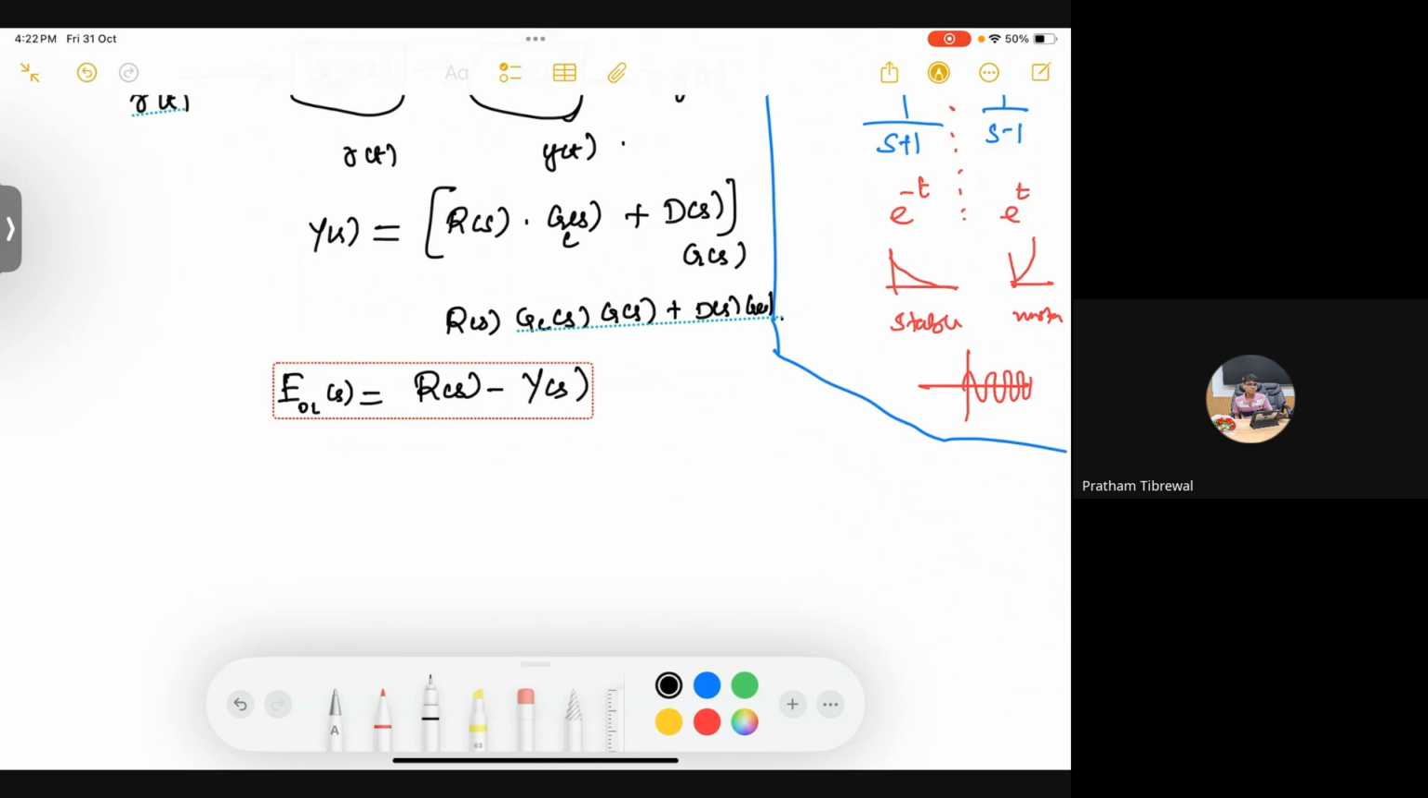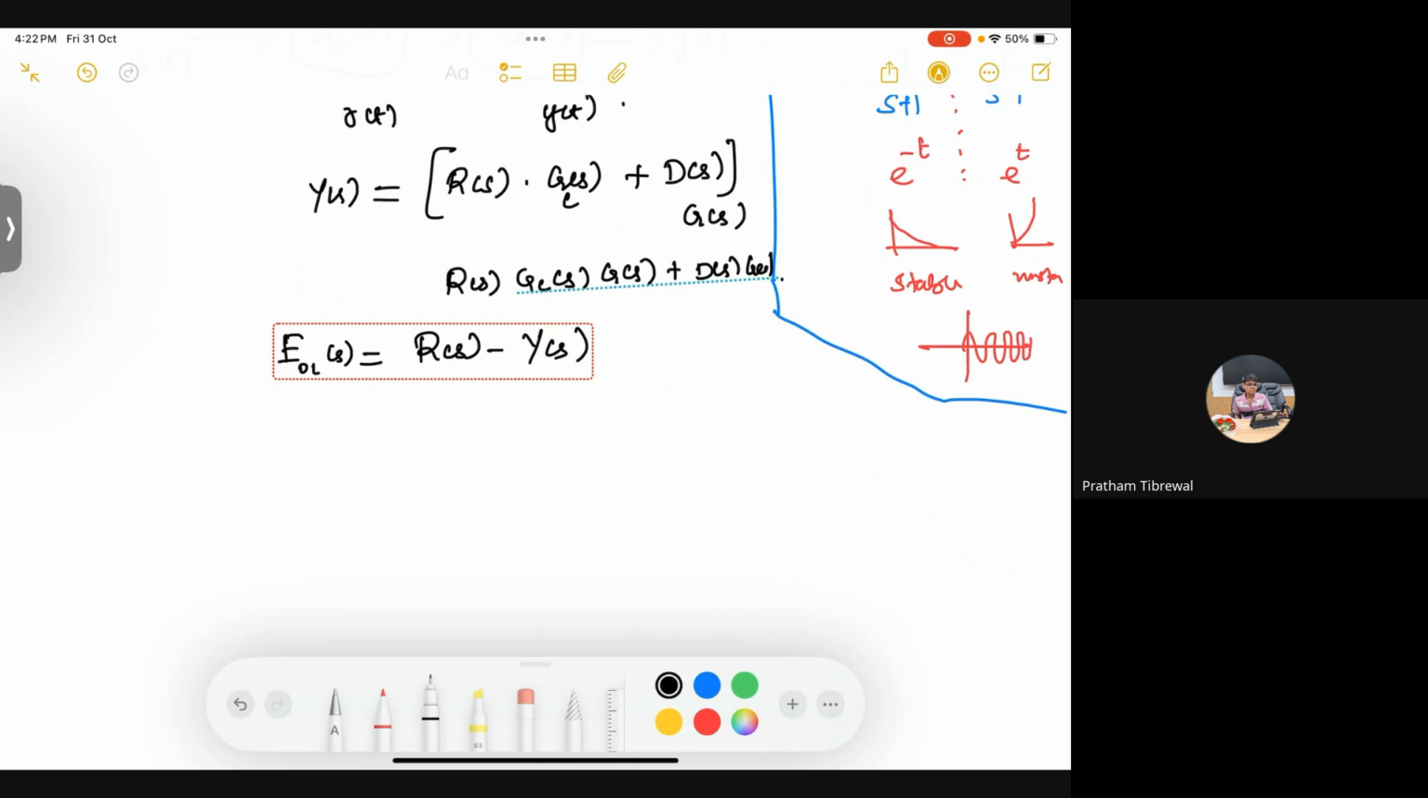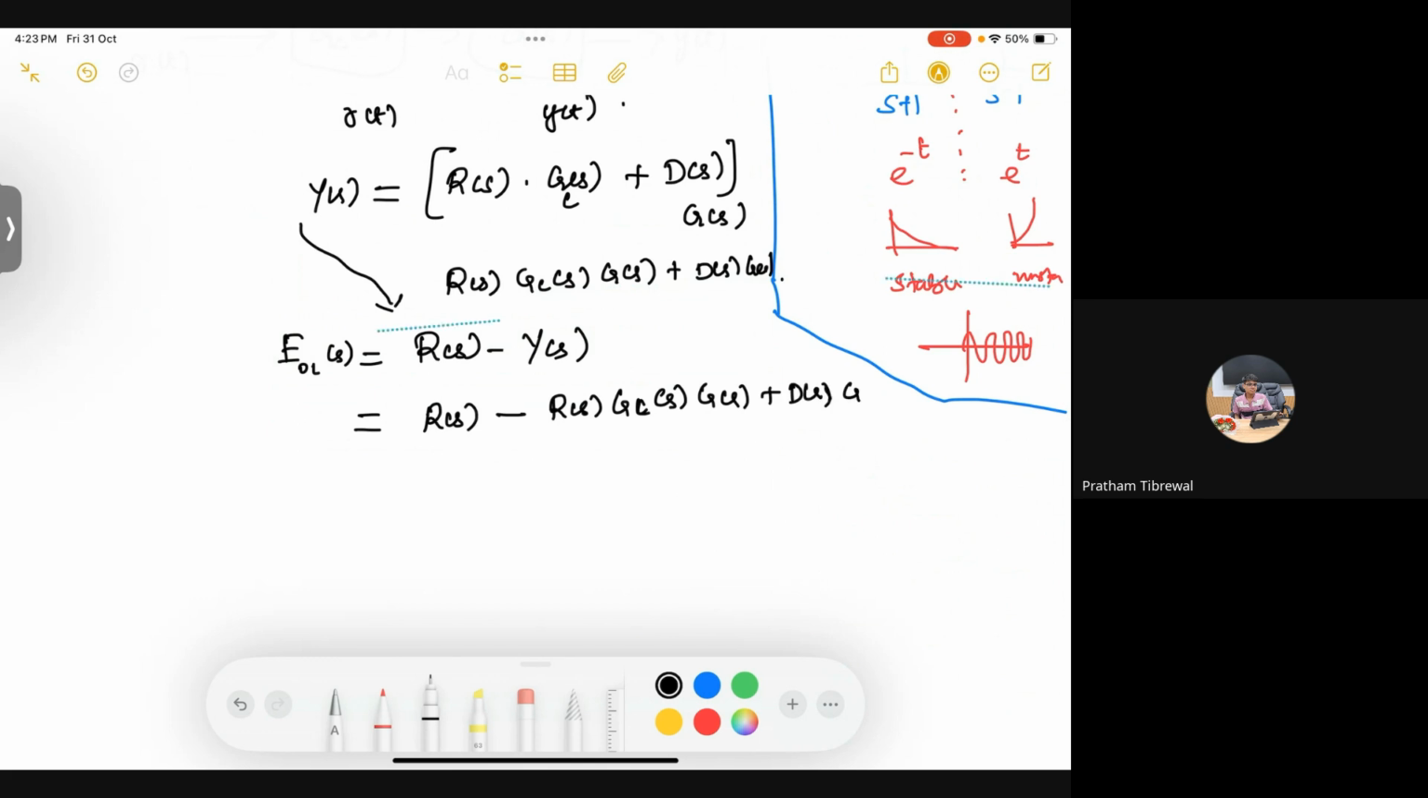Keeping Y of s as common, if I substitute this here, it will become R of s minus R of s into GC of s, G of s plus D of s into G of s, right? So taking R of s as common, this will give me 1 minus G of s into GC of s, minus G of s into D of s. This term as it is.